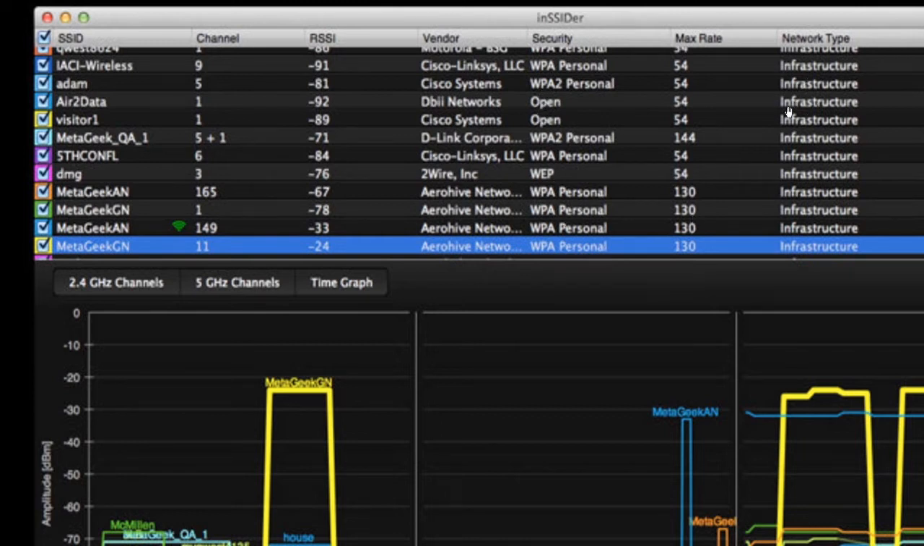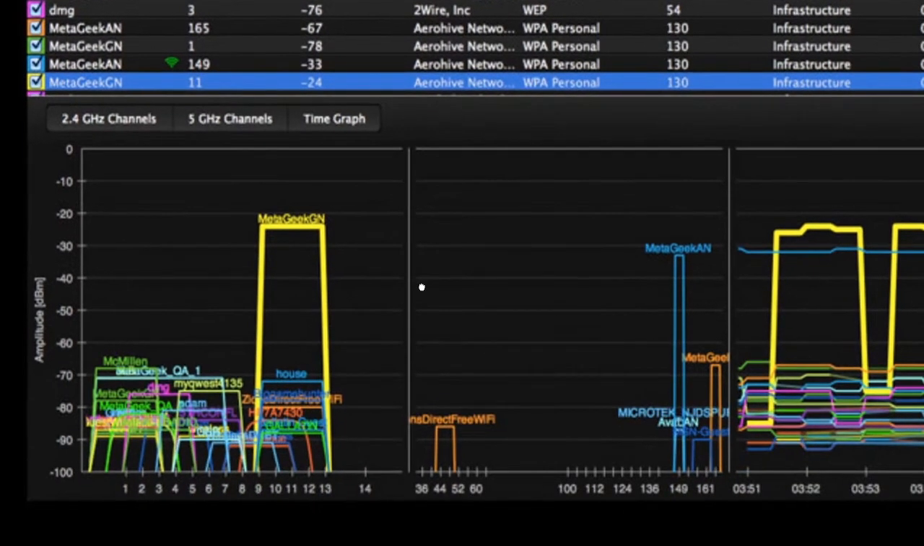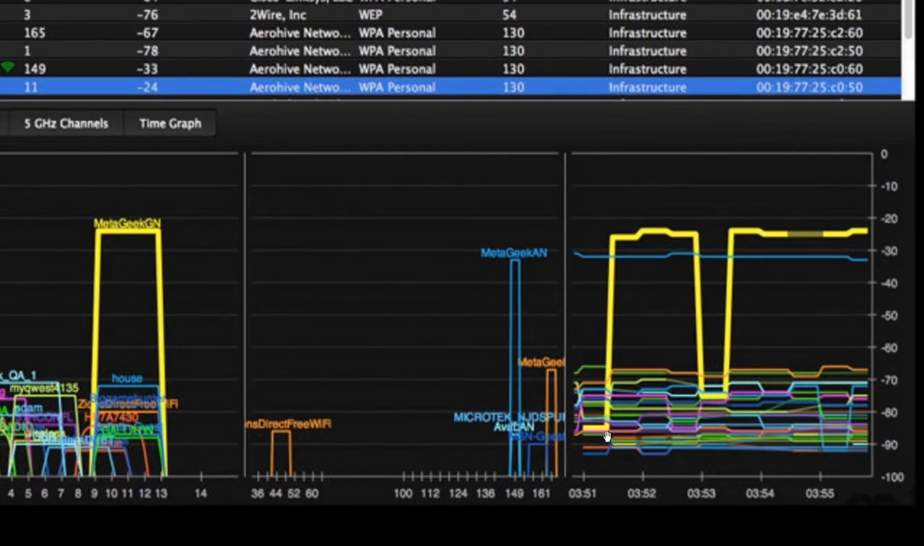And are they infrastructure, meaning access point, or are they ad hoc, meaning just two peers connected? And then we can see the relative strength on different channels here, just different views of the amount of strength in different channels.